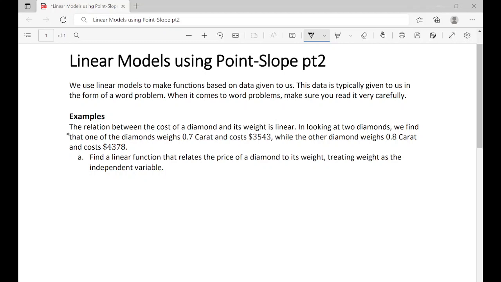So for this one, the relation between the cost of a diamond and its weight is linear. In looking at two diamonds, we find that one of the diamonds weighs 0.7 carat and costs $3,543, while the other diamond weighs 0.8 carats and it costs $4,378. So we are going to find a linear function that relates the price of a diamond to its weight, and we are treating the weight as the independent variable. So that means the weight, the carat, is our x value.